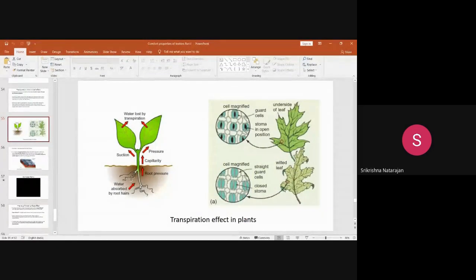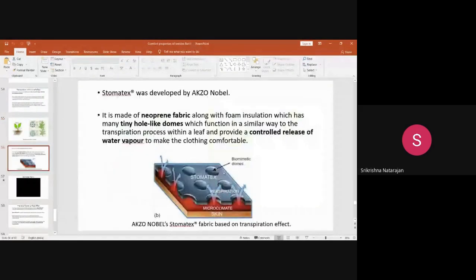This stoma, which is shown here, is in the open position. The black color shows the open position, and here the stoma is in the closed position. Similarly, these domes function like the stoma, allowing the controlled release of water vapor, so that the person who is wearing this garment will feel comfortable.